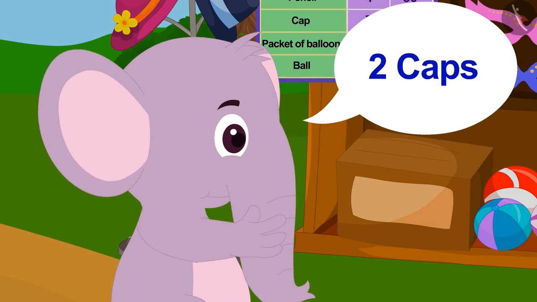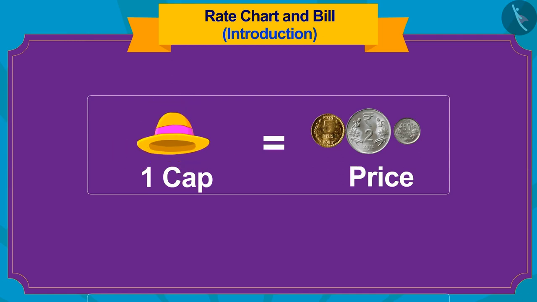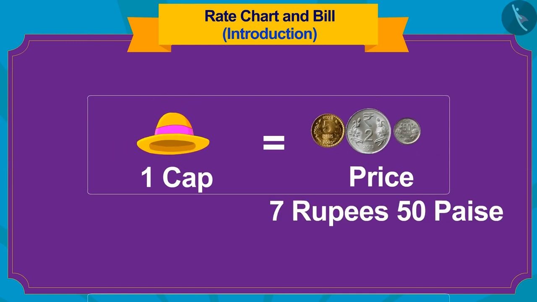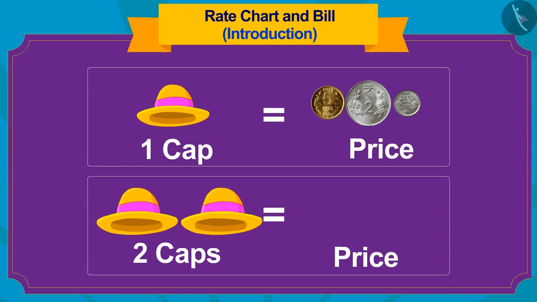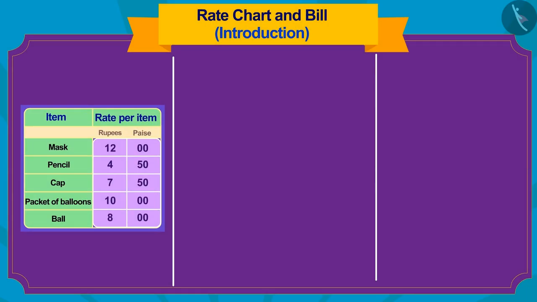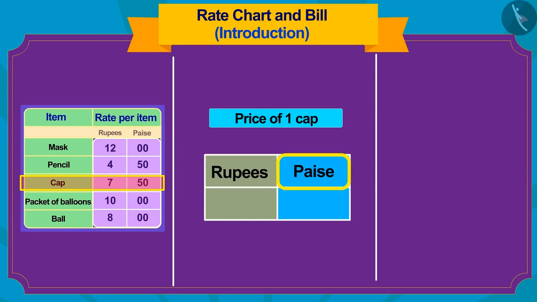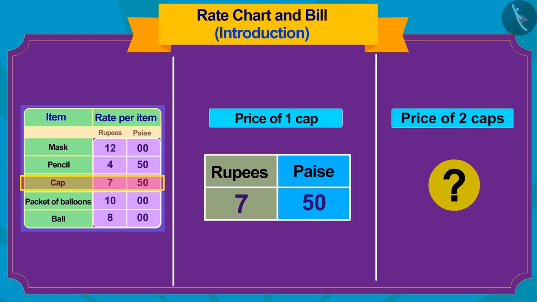Appu has to buy 2 caps. Now, Appu is thinking that the price of one cap is 7 rupees 50 paise. So, how much will 2 caps cost? Come, let us help Appu. First, we will write the price of a cap in rupees and paise in this way. Now, what do we need to do to find the price of 2 caps?